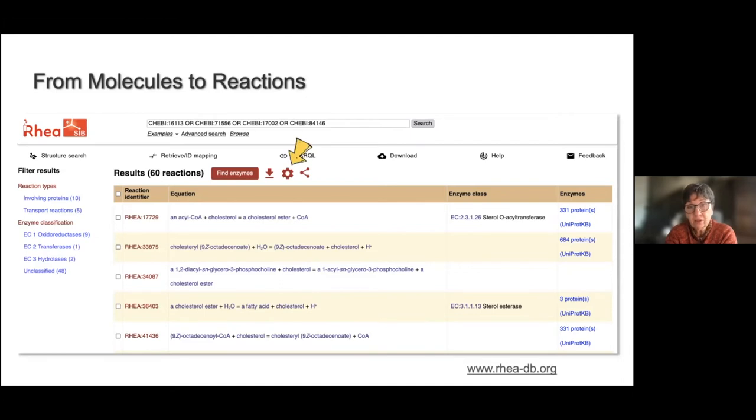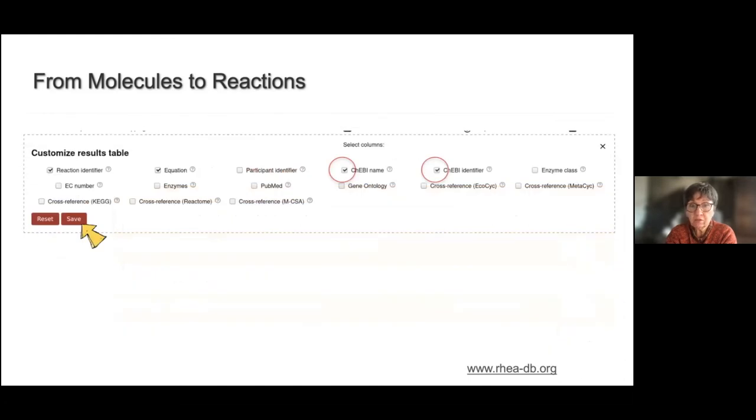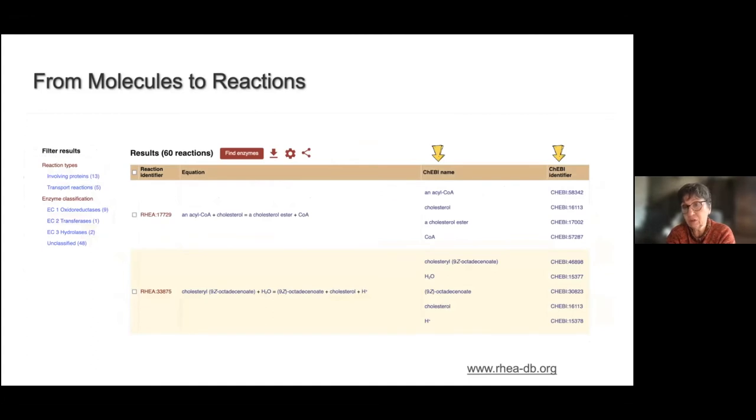If you click on this customizer icon, you can change the display of the table. So for example, if you are not interested in enzyme data, but you would like to see the ChEBI name and the ChEBI identifier, you can customize the display of your table. You select your fields of interest, click on save, and you get this new display where we have removed two columns and added two new ones, with the name of the chemicals and their ChEBI identifiers.